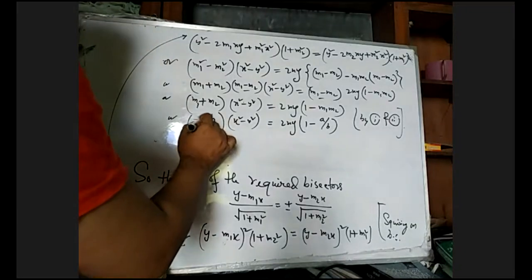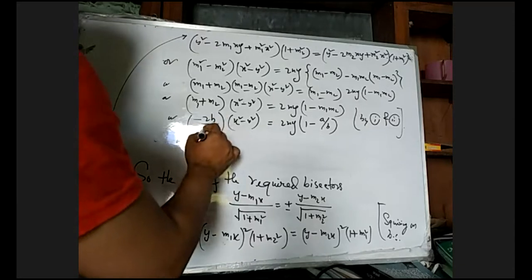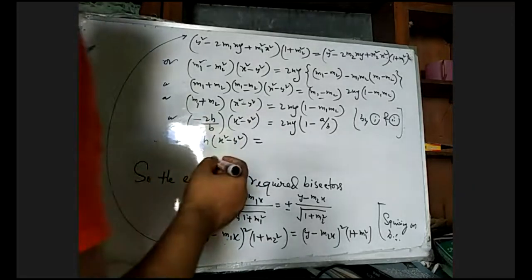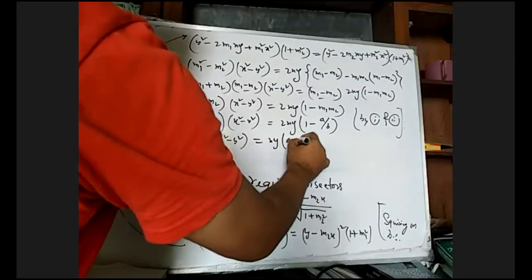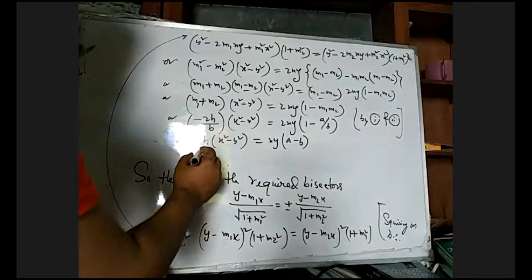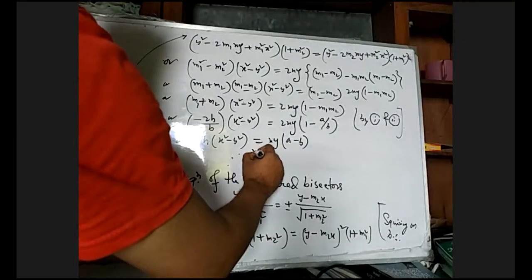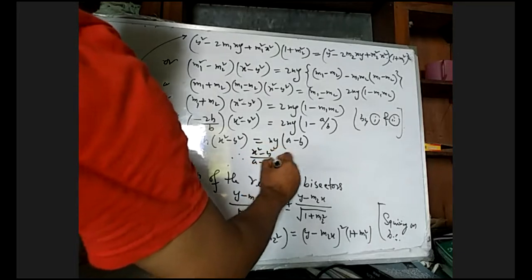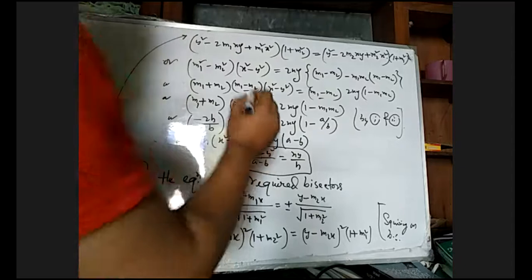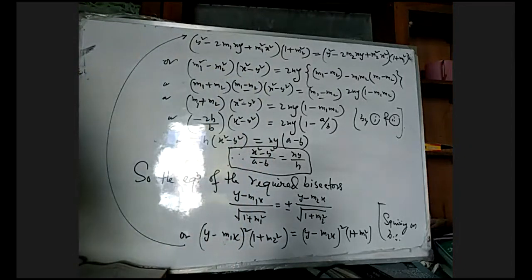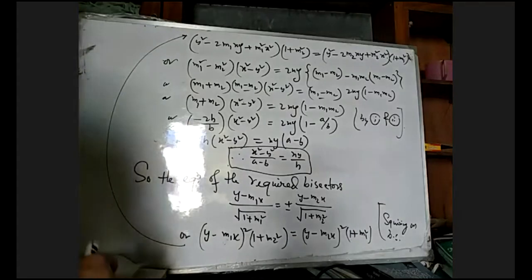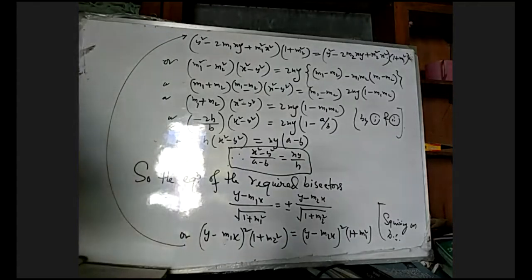So, from this line, we can write h into 2, and 2 will be cancelled, dividing by 2 on both sides, and xy into a minus b, multiplying by b on both sides. So from this we can write, therefore, x square minus y square divided by a minus b equals to xy divided by h. Actually, this is the required condition for the bisectors of the angle between the lines represented by the homogeneous quadratic equation.